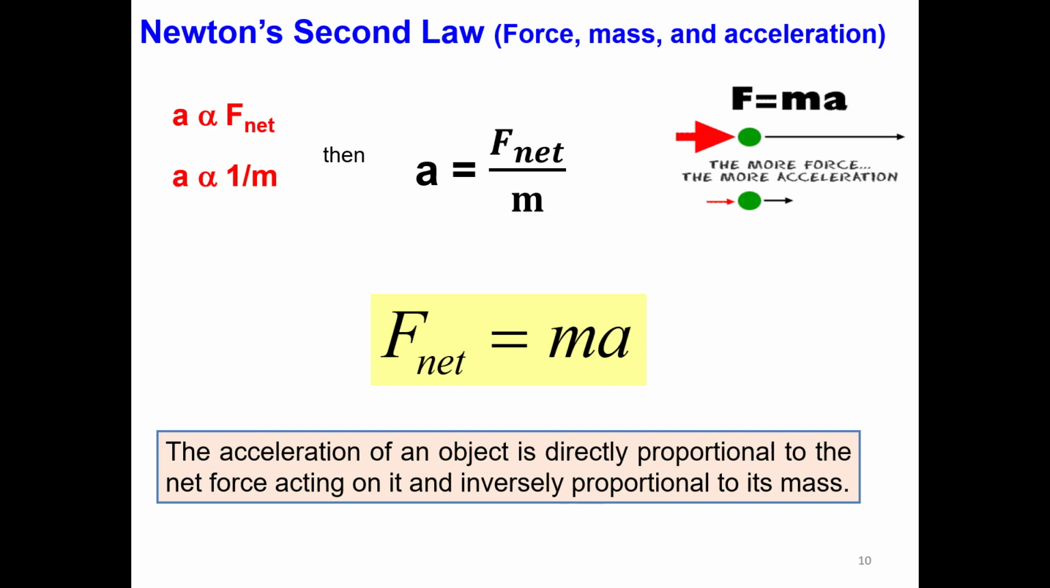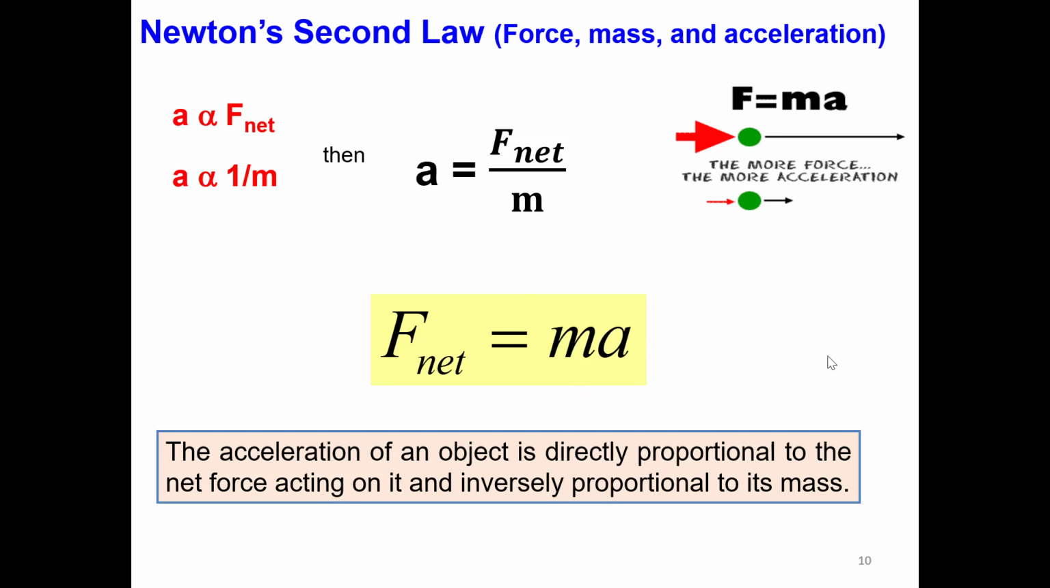Now, if we combine these two results, we know more force, more acceleration; more mass, less acceleration. If we combine these two results, we will have the acceleration. Acceleration is proportional to the force, but the acceleration is inversely proportional to the mass. If we combine these two, we will have this equation. Acceleration is directly proportional to the force, but inversely proportional to the mass.